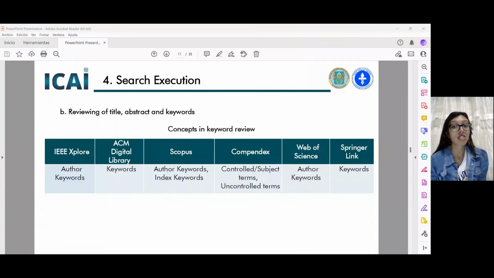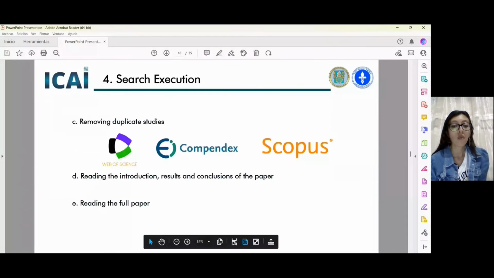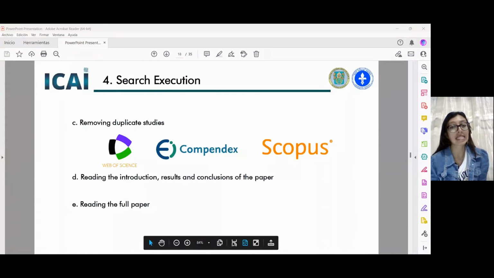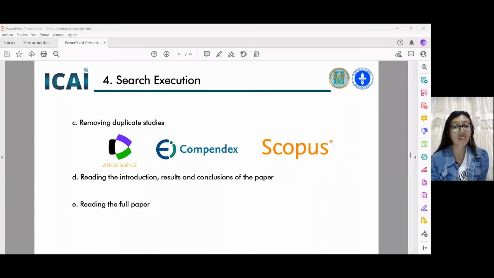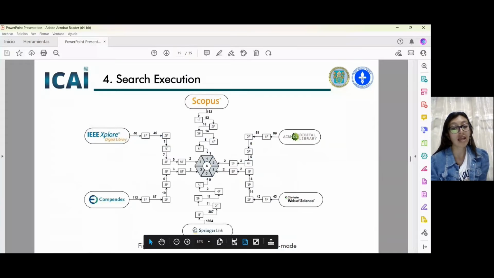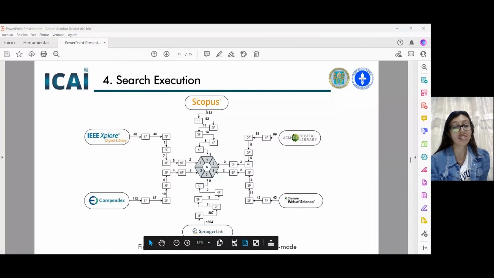Next one, in this phase, the title, abstract, and keywords of each of the selected studies are read. It should be noted that in the case of keywords, related terms were considered, which varied according to the search engine. The next step was removing duplicate studies. Next, we read the introduction, results, and conclusion of the article. And finally, we read the full article. In this figure, you can see the results obtained by each search engine, applying each filter mentioned.